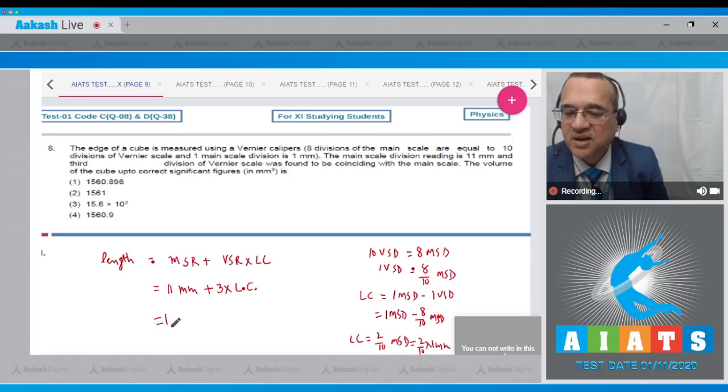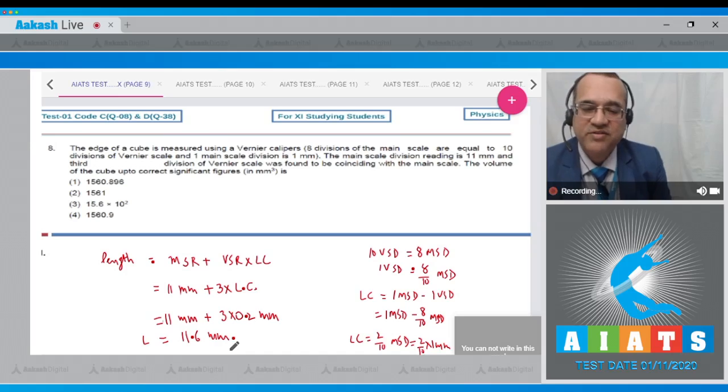So how much is it? 11 mm plus 3 into this reading, which is how much? 0.2 mm. Therefore, the total length becomes equal to 11.6 millimeter. Now, how will you find the volume?